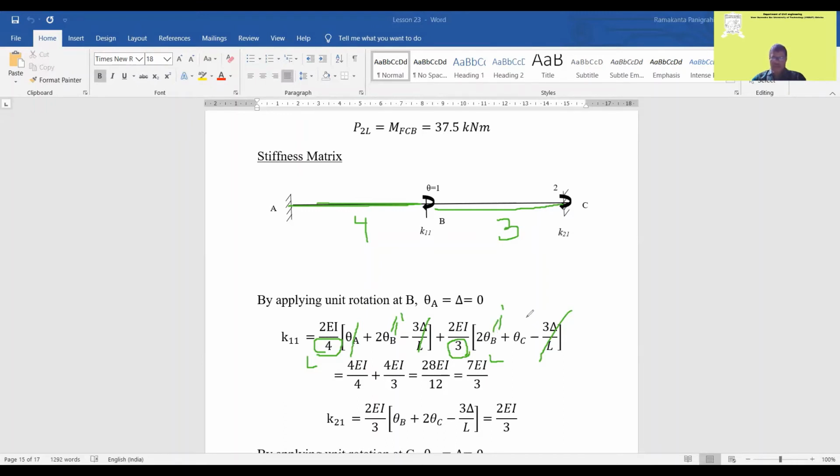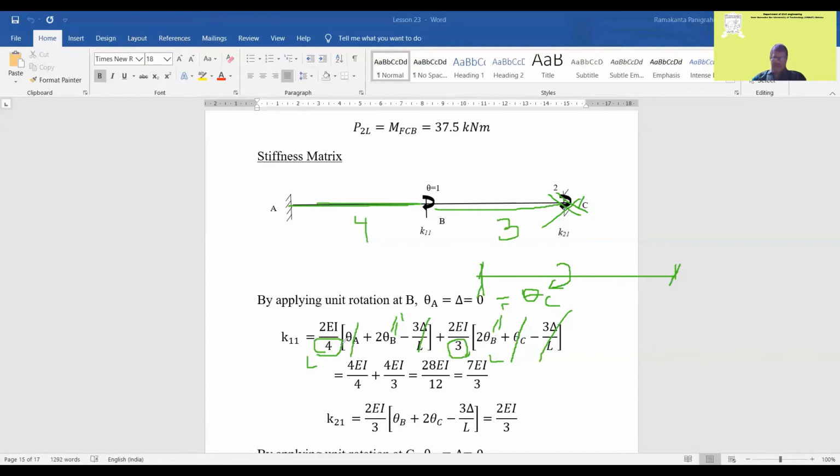Now theta C is also 0, because we have restrained this while applying the unit rotation here. All others are locked. Like this, I am applying a rotation here. All others are constraints. Only apply unit rotation here and find what value is developed. While you are applying only one rotation, theta C is also equal to 0. Here theta C is restrained, locked. So while you are applying in one direction, other directions are locked, so nothing is applied there.